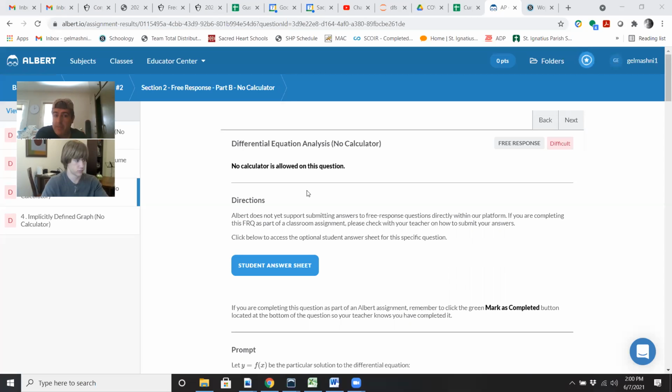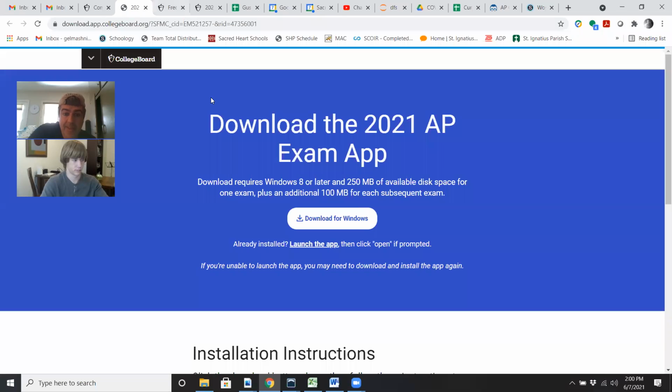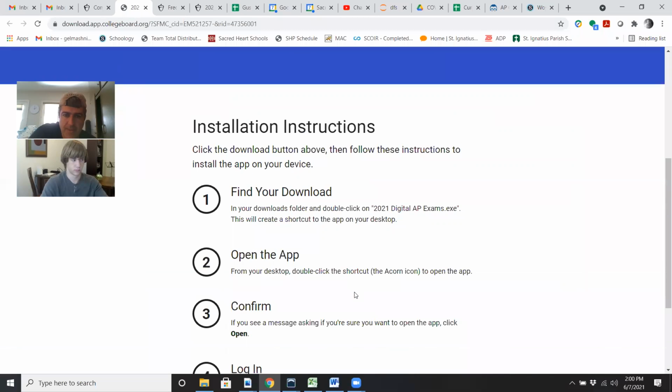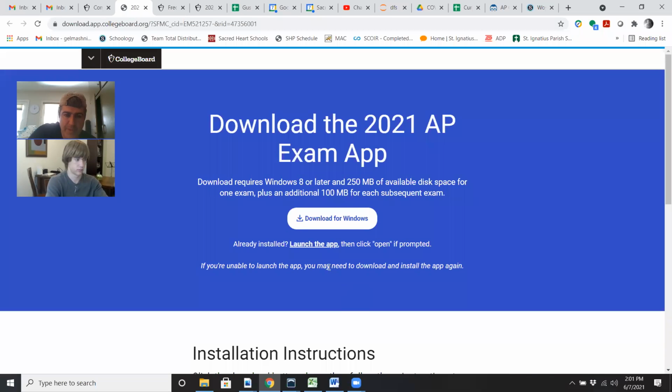If you have any questions, let me know. I'll shoot you an email with those links, so just make sure you download that app. Obviously, if you're on a Mac, then do it for Mac. I'm on a PC right now, so that's why I'm getting the version for Windows. But yeah, I'm sure you have Windows 8 or later. I'd be shocked if you have Windows before Windows 10.